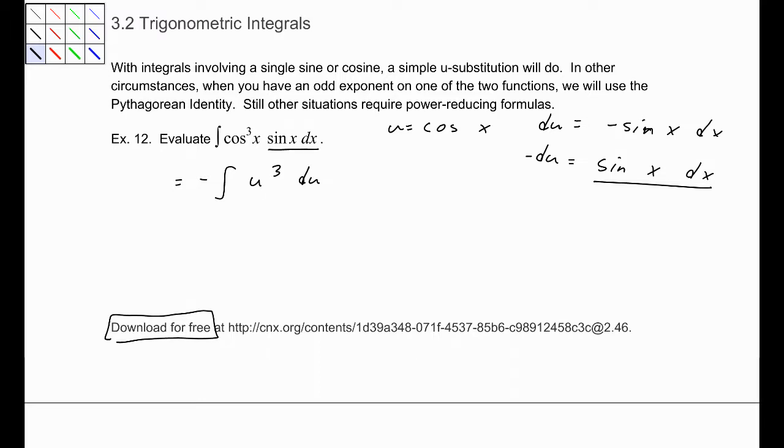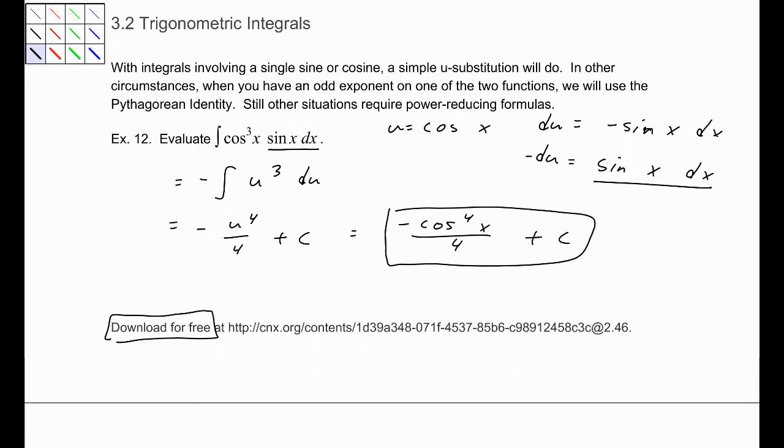I've already taken care of the negative sign, so now I can integrate this as negative u to the fourth over 4 plus c. But of course, u was cosine, so this is negative cosine to the fourth x over 4 plus c. So if we have a single sine or a single cosine, our job gets a whole lot easier.